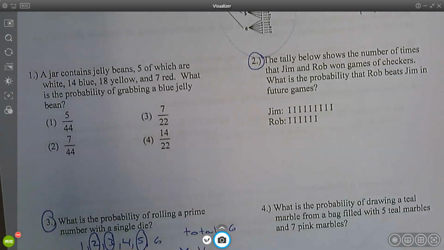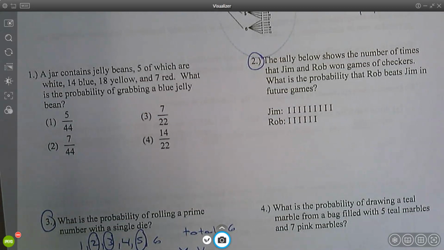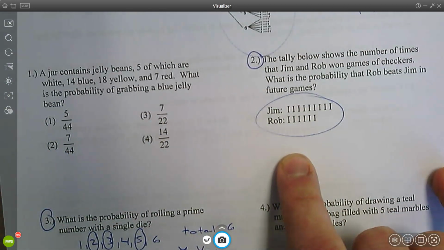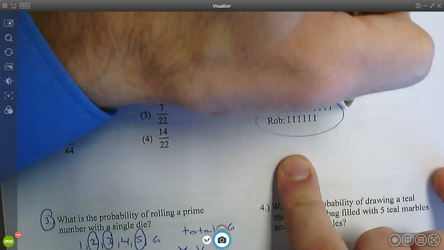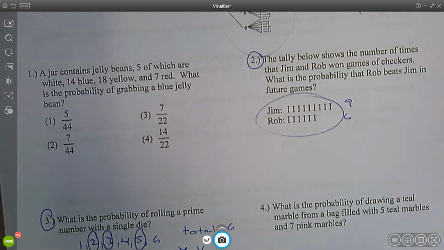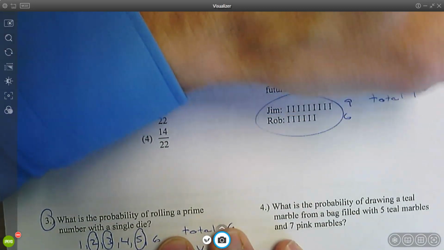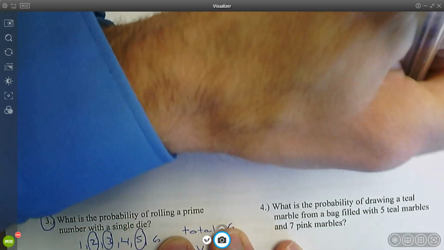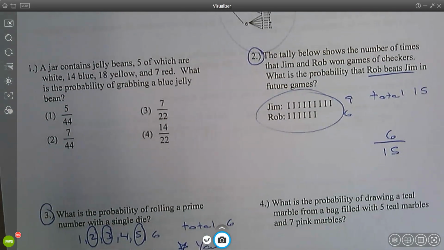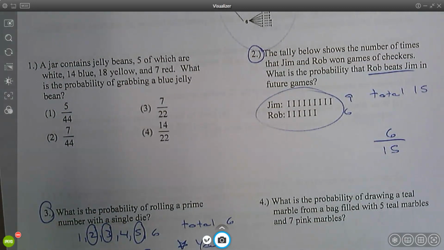Question 2. The tally below shows the number of times that Jim and Rob won games of checkers. What is the probability Rob beats Jim in future games? So what we want to do is look at the experimental data that we have. If I tally these up, Jim has won 9 times, Rob has won 6 times. So if we want the probability that Rob's going to win, we have a total of 15 games played. That's going to be our denominator, out of which Rob has won 6. So we're going to predict that the probability that Rob beats Jim is 6 out of 15.